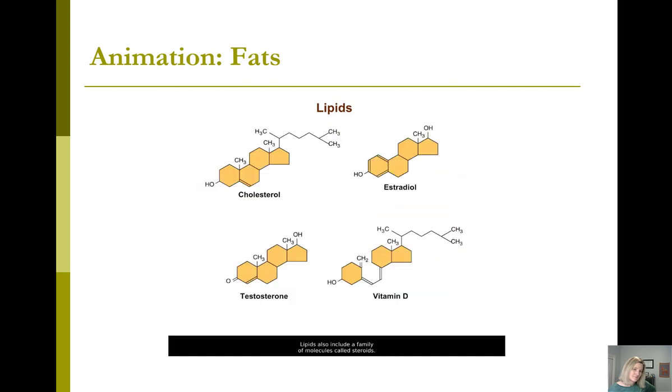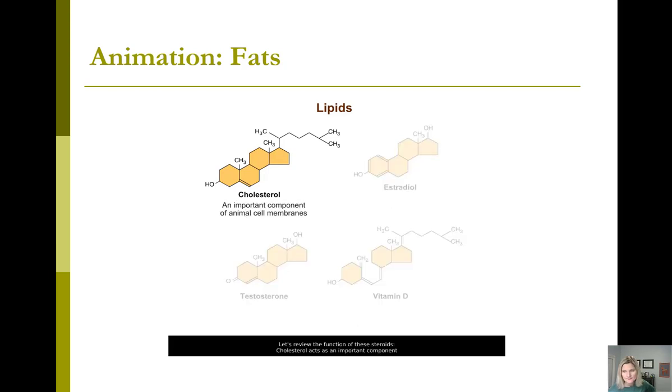Lipids also include a family of molecules called steroids. All steroids have the same carbon skeleton made of 4 linked rings. They differ in what is attached to the rings. Let's review the function of these steroids.